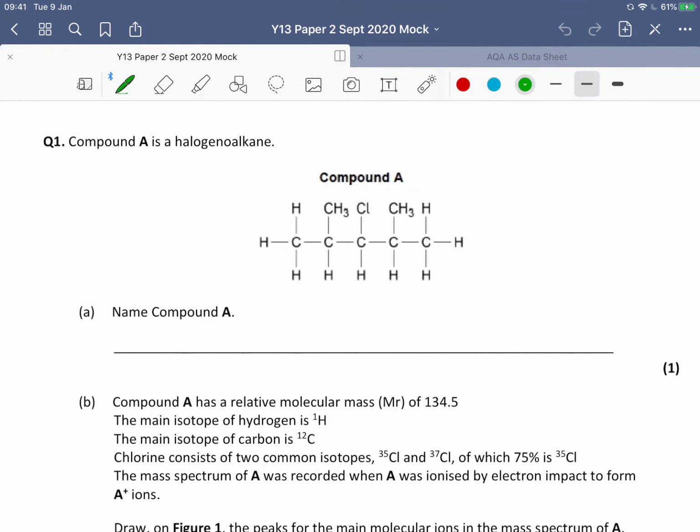And there's our first question. We have to name a halogenoalkane. So in the real exam, there is bound to be at least one occasion where you have to name an organic compound, which could be something like this.